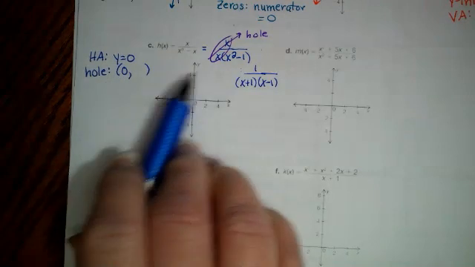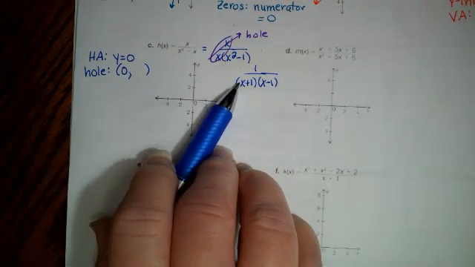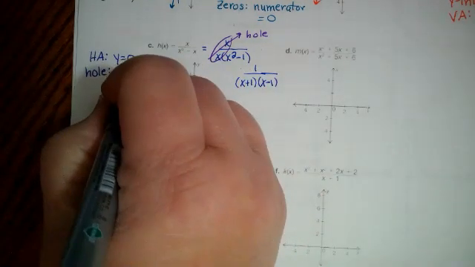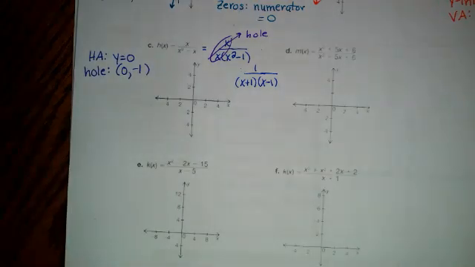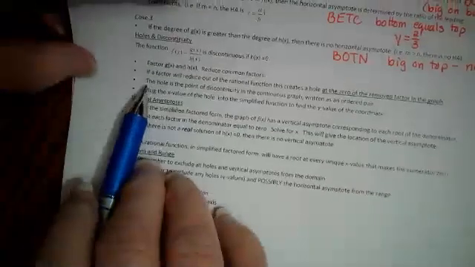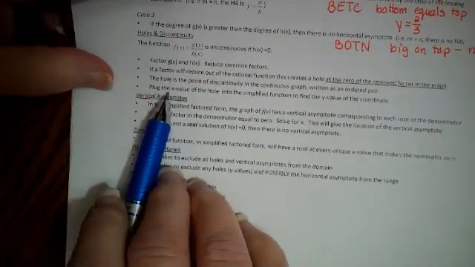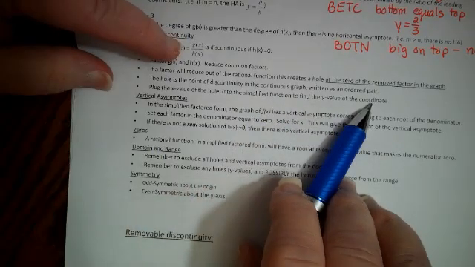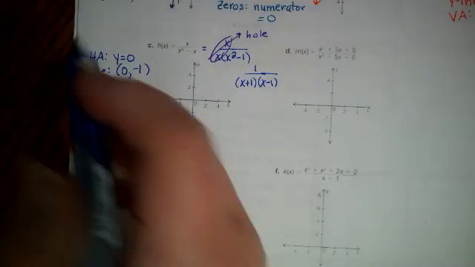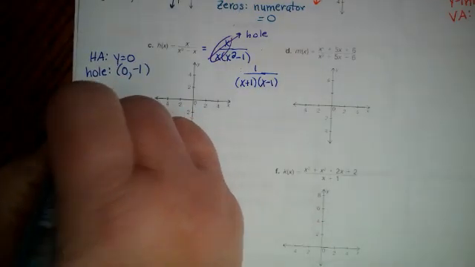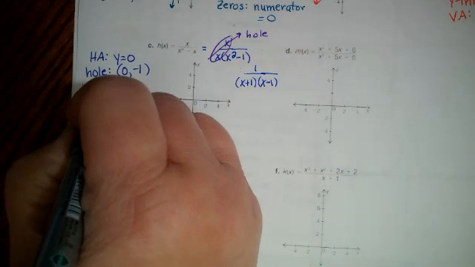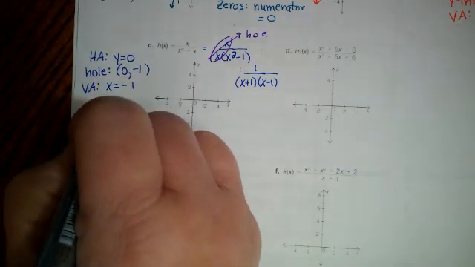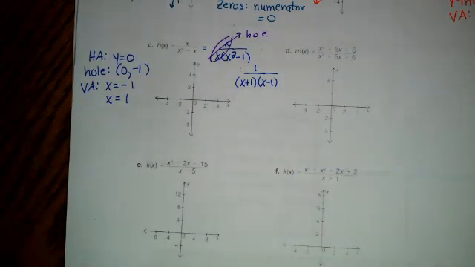And if I plug 0 into the denominator, I get 1 over -1, and there is a hole at 0, -1. So it tells you here, for your hole, plug the x value of the hole into the simplified function to find the y value. Now your vertical asymptotes are in your simplified function. What makes the denominator equal 0? Well, I got x equals -1, and x equals +1 would make my denominator equal 0.